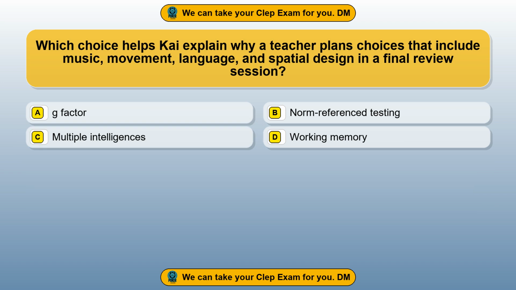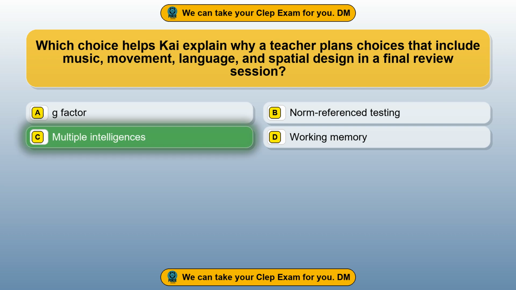Question 24. Which choice helps CLEP explain why a teacher plans choices that include music, movement, language, and spatial design in a final review session? Option A, G factor. Option B, norm reference testing. Option C, multiple intelligences. Option D, working memory. The correct answer is option C, multiple intelligences.